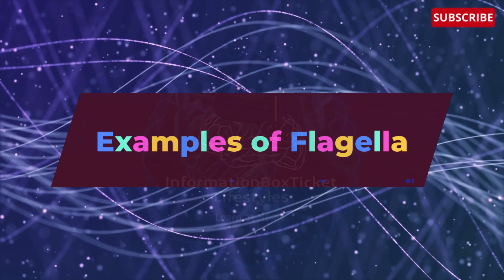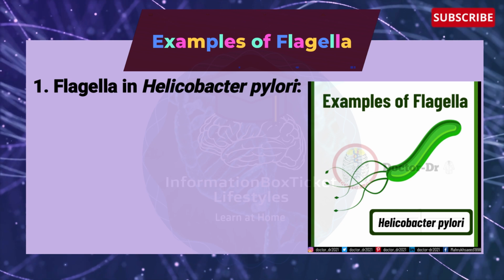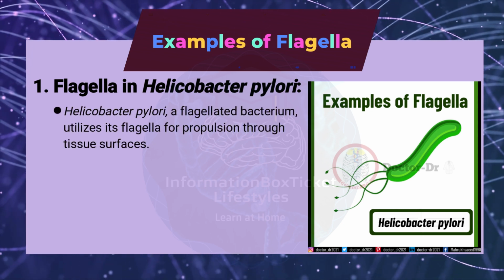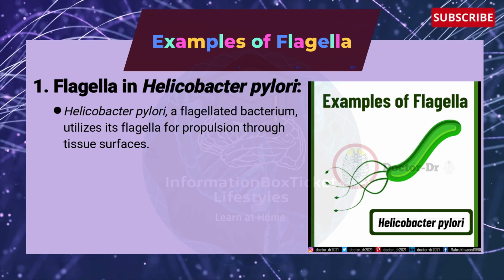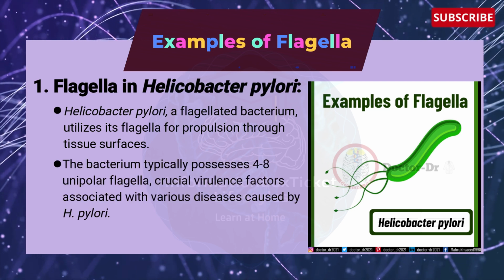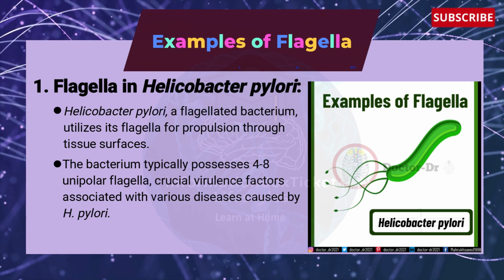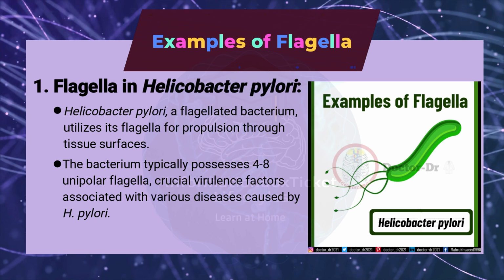Next, examples of flagella. Number 1 example, we have flagella in Helicobacter pylori. Helicobacter pylori, a flagellated bacterium, utilizes its flagella for propulsion through tissue surfaces. The bacterium typically possesses 4 to 8 unipolar flagella, crucial virulence factors associated with various diseases caused by H. pylori.